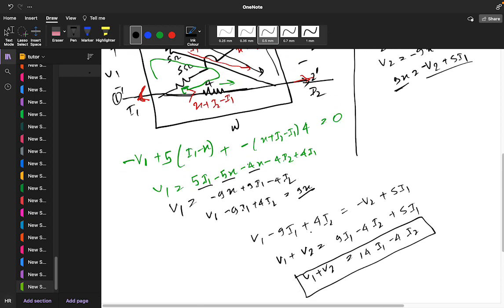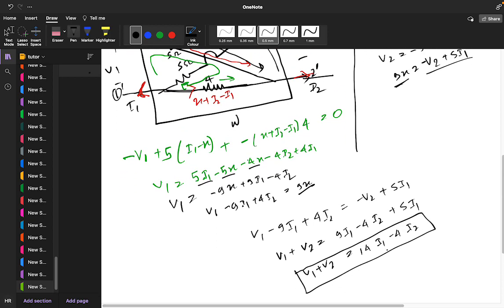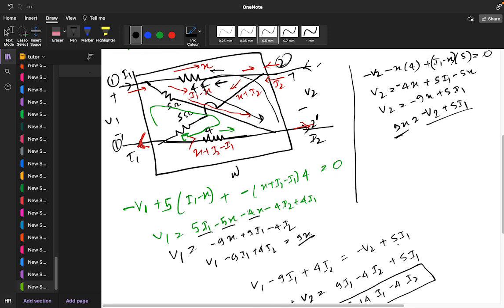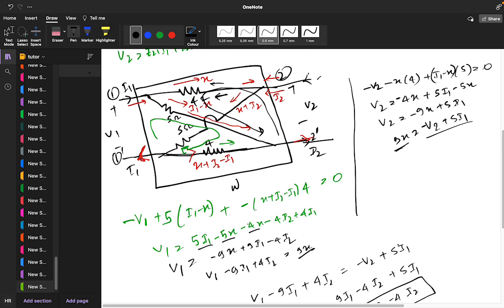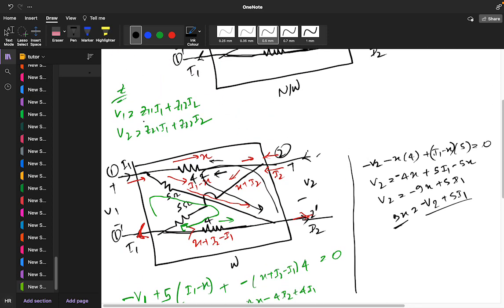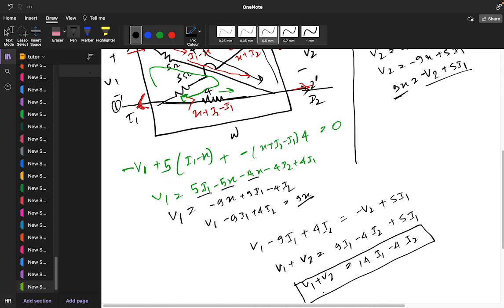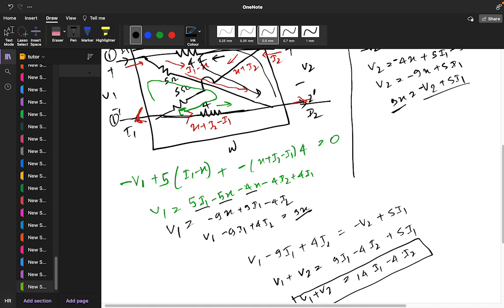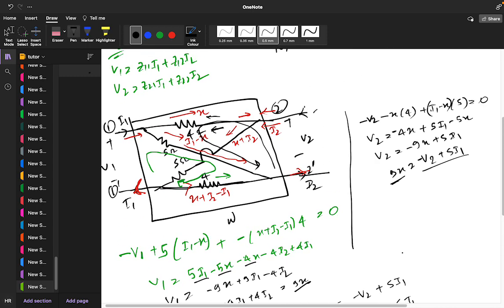Okay. So we are getting V1 plus V2 is equal to 14I1 minus 4I2. So the general equation is V1 is equal to Z11 I1 plus Z12 I2, and we got the equation like this: V1 plus V2 is equal to 14I1 minus 4I2. So how will we get the value?